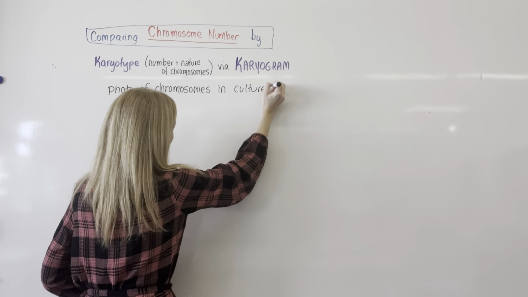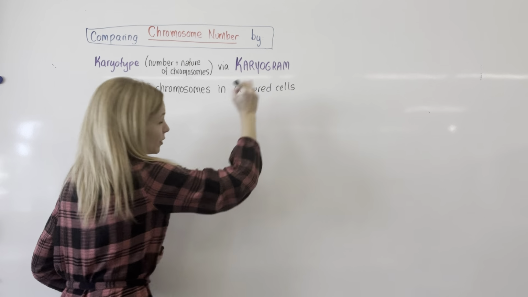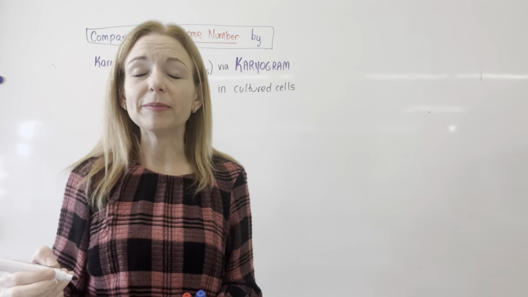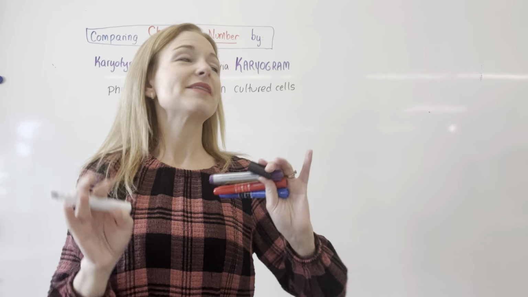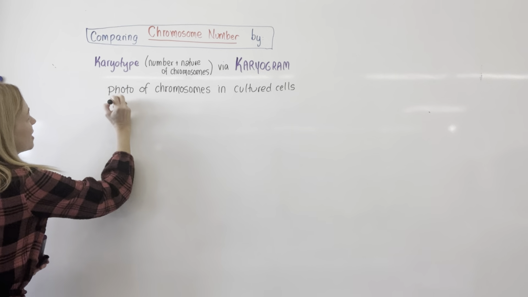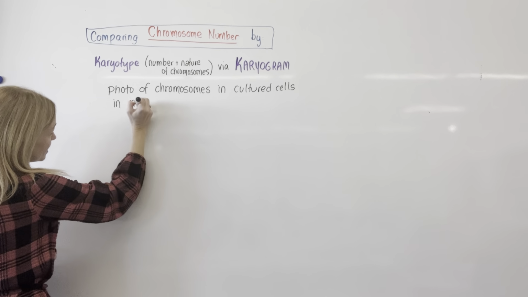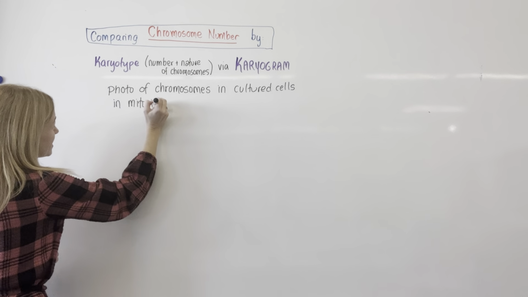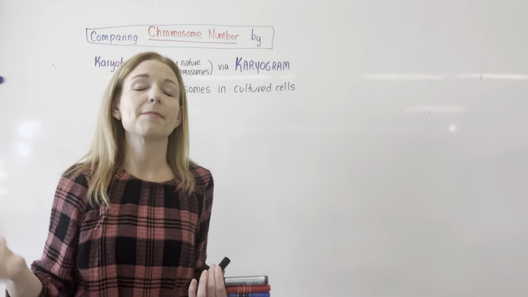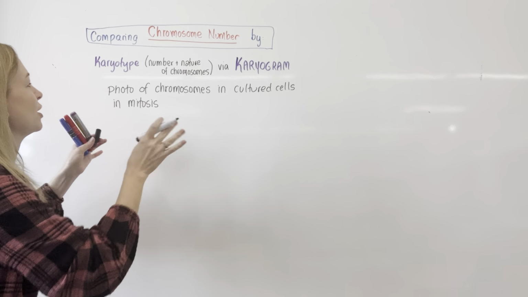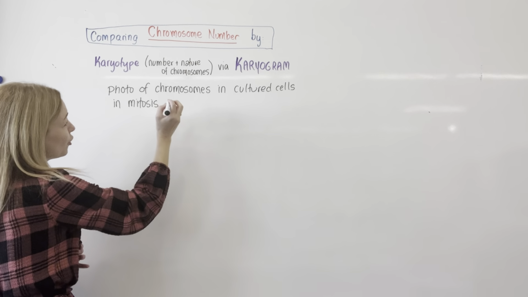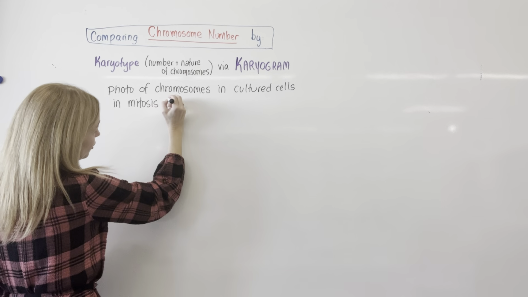And the cells are going to be cultured, so they're going to be reproduced and then also given treatment to initiate the cell cycle and then arrest it. So it's going to be of cultured cells that are in mitosis. We want to be able to see the chromosomes. Remember, if it's not in mitosis, chromosomes are not visible enough to be seen. And then you're going to gain the photo by looking under the microscope.